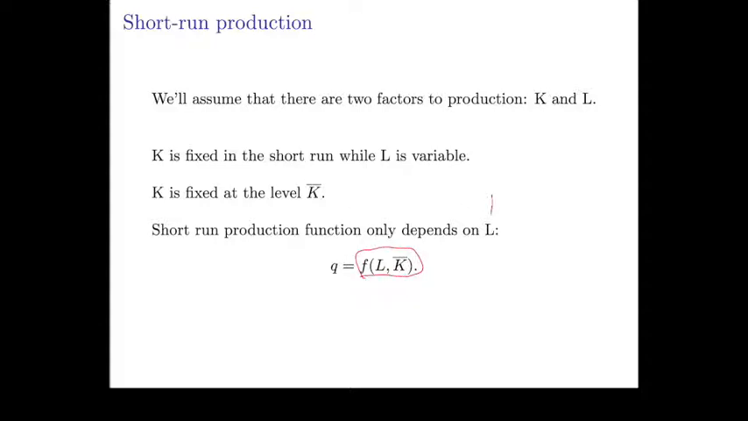So if you use L units of labor in the short run, which you could vary, you can pick any L you'd like, but as a function of the L you choose, the output is going to be f of L and the fixed k bar. So that's the quantity that you're going to be able to produce. We're going to call this quantity Q that you produce when you use L units of labor the total product of labor.